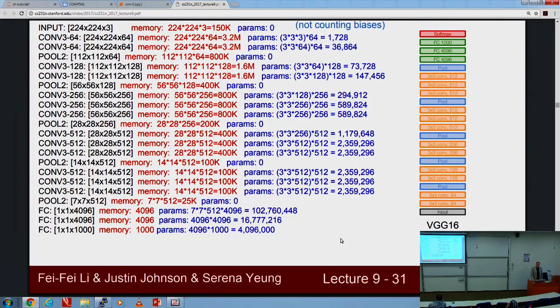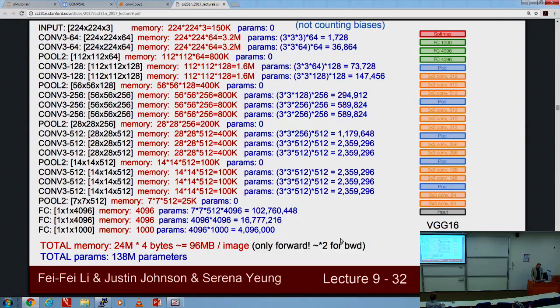Yes? Are they using padding in the convolutions? Yes. Filter size 3, padding 1, so that consecutive convolutions don't change the spatial dimensions. So spatial dimensions only change during the pooling operations. Okay, so total memory is 96 megabytes per image, and total number of parameters is 138 million.